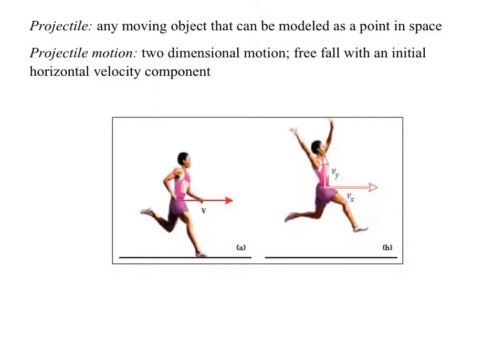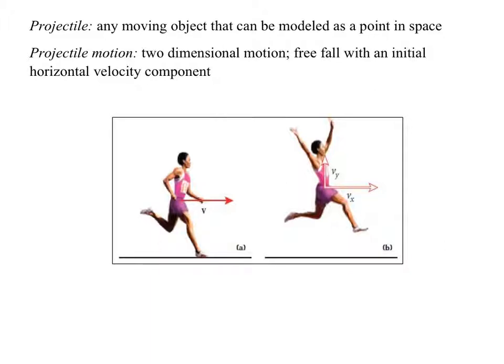Okay? So, a projectile is simply defined as any moving object that can be modeled as a point in space. What I mean by a point in space is this. If a rocket is launched, you're not looking at the whole rocket really, right? You're looking at the rocket and you're saying, okay, well, let's look at the center of the rocket, or what we call the center of mass. And then as a result, we can travel or track the center of mass.